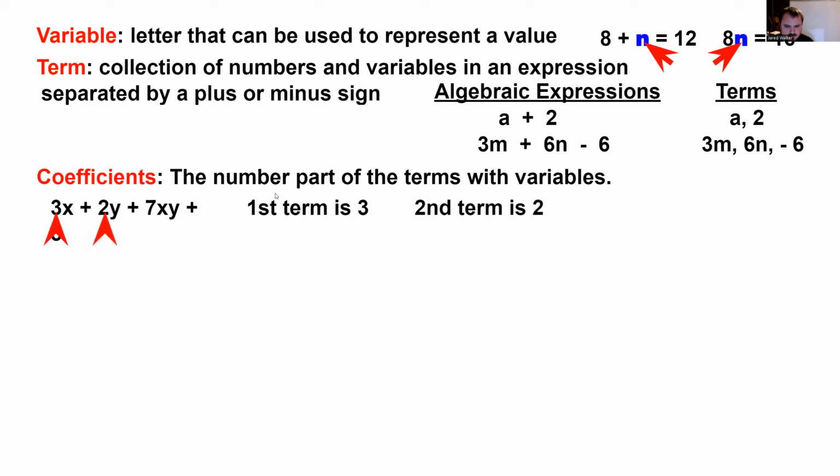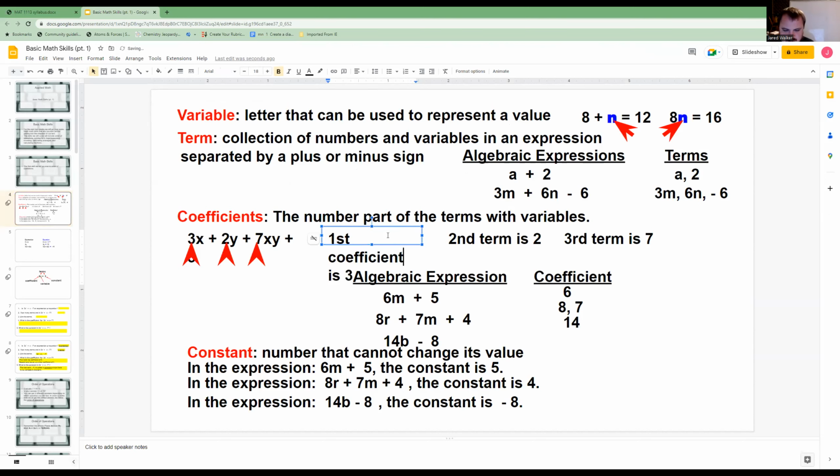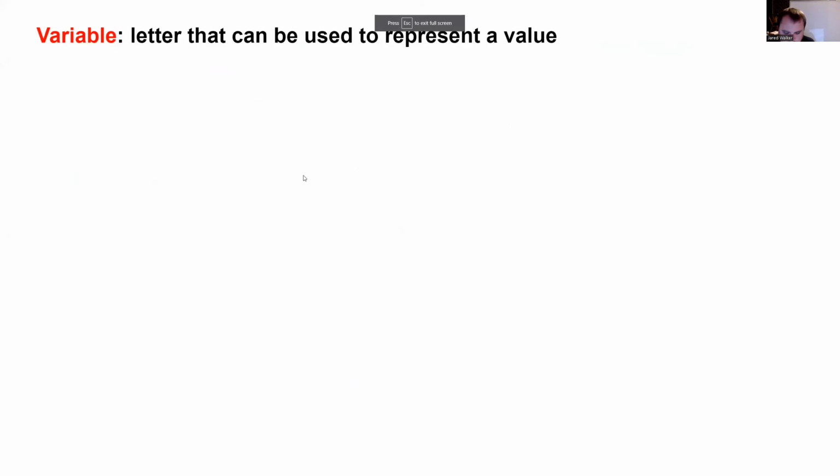Okay, hold on. So there's a mistake right here. The first term is going to be 3x, but the coefficient of that first term is 3. So ignore what this is saying. This is a mistake. The first term is 3x, and that term's coefficient is 3. So this should be saying, let me actually edit this right now. The first coefficient. Man, it's going to throw off my whole thing. All right, so we'll leave it at term, but ignore the typo right there.